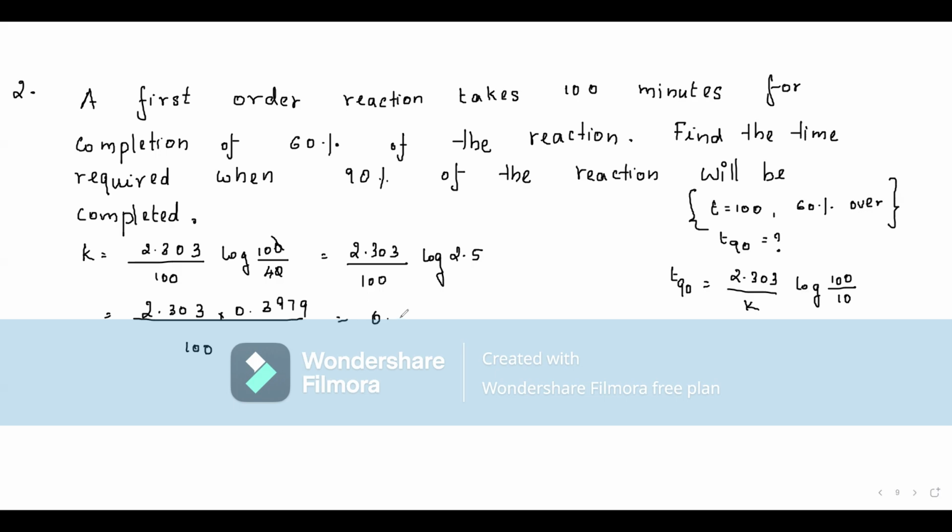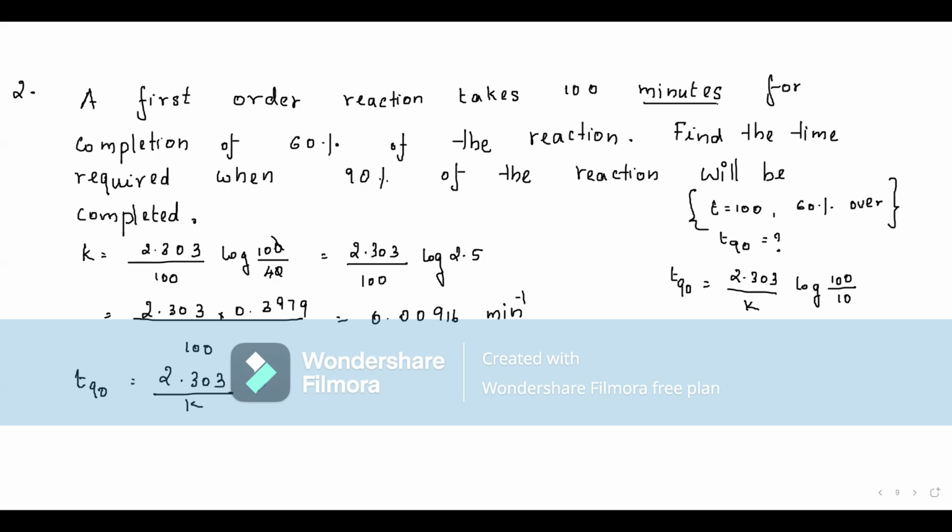You are getting some 0.00916 per minute. Okay. Fine. So here, since the data given is in minutes, we could easily identify that this is per minute. So K is calculated. Once K is calculated, use that value of K in the T90 formula.